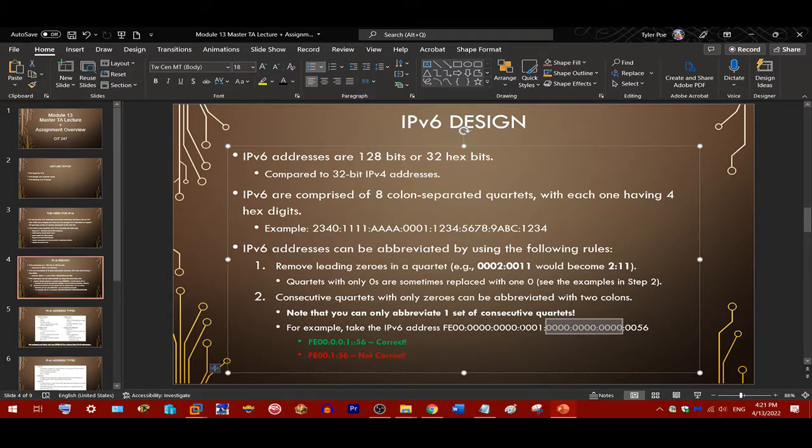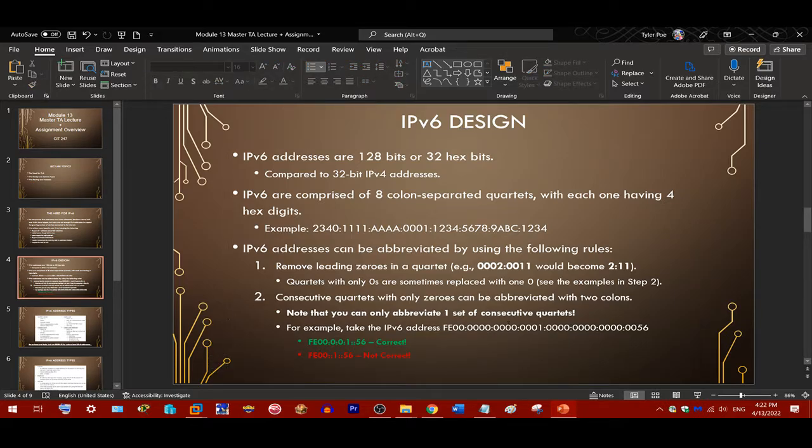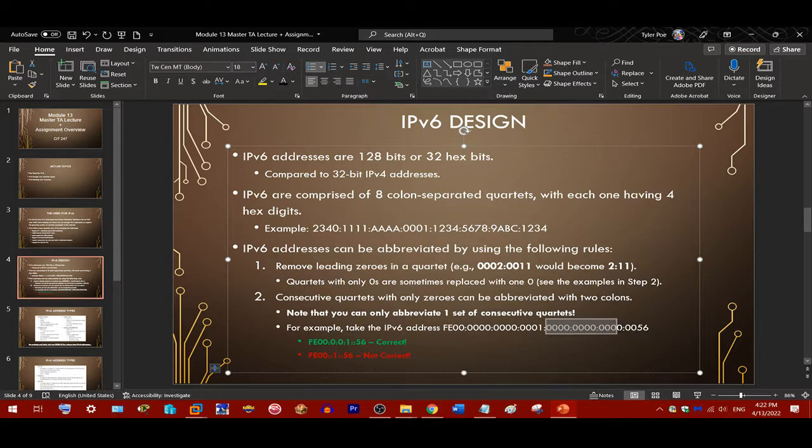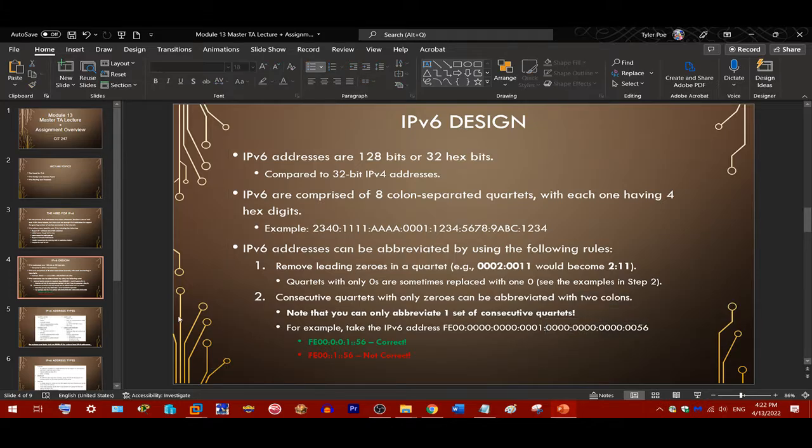We remove the leading zeros in the 4th and 8th quartets. Now notice here in FE00 we keep the zeros. We can't get rid of all zeros. If a zero is not leading, it must stay in the address. However, you can't do this, where you abbreviate twice. You can only do it once, and it's recommended you do it to the set of consecutive quartets with the largest number of zeros. In other words, 2 sets of zeros here versus 3 sets of zeros here. Therefore, you would replace these here with 2 colons.